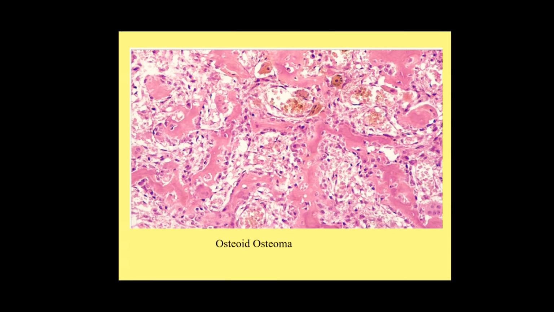Later on I'll tell you the difference between osteosarcoma and osteoid osteoma. Depending upon the cytological features as well as the rimming of the osteoblasts, we can easily rule out osteosarcoma in this.